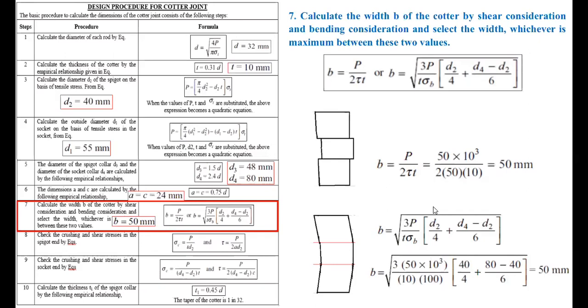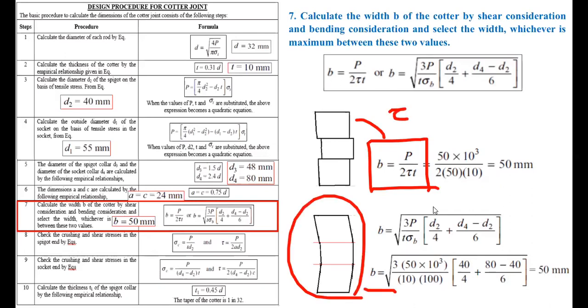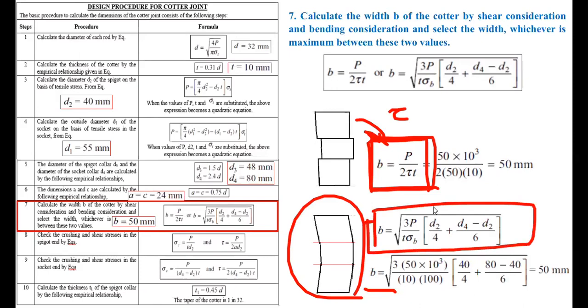Okay. First, we have solved this formula. In this, this is of tau. And the second one is this, this is for bending. This formula is for shear, and this formula is for bending. So you have to put all the values, and after solving, you will get in this tau, this is 50.